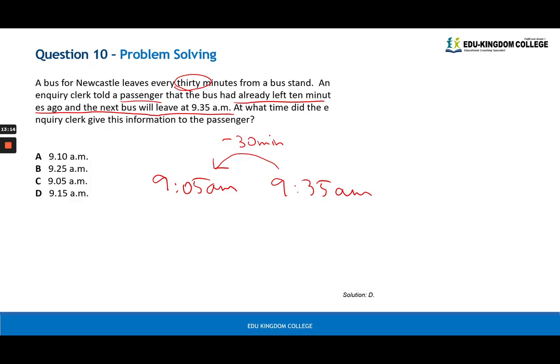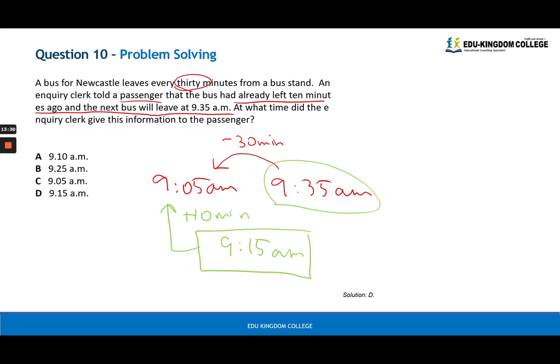The bus had left 10 minutes ago. So what time is it now? You can plus 10 minutes to this to find out. 9:15 a.m. must be the time right now. That way the last bus left 10 minutes ago, and that was 30 minutes from the next bus, which is 9:35. So what time did the inquiry clerk give this information? The answer is D.